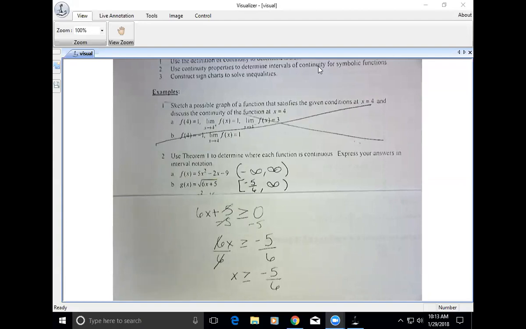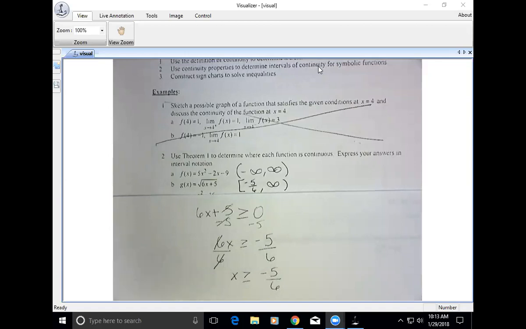So what does it mean by looking at the index if it's even? If it's even, it means there has to be a non-negative value under the radical. So you would take whatever the expression under the radical is, set it to be greater than or equal to 0, and solve for x.